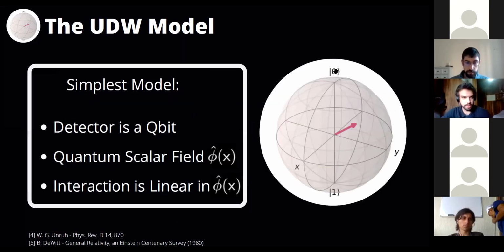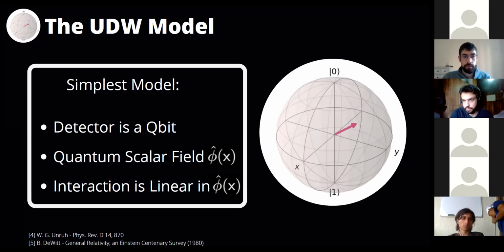So if there are no other questions, yeah, let's talk about the UDW model. What I will call the UDW model here would be the simplest possible particle detector model, right? It is the simplest model because it will consider the detector to be a qubit, so the simplest possible non-relativistic quantum mechanical system.